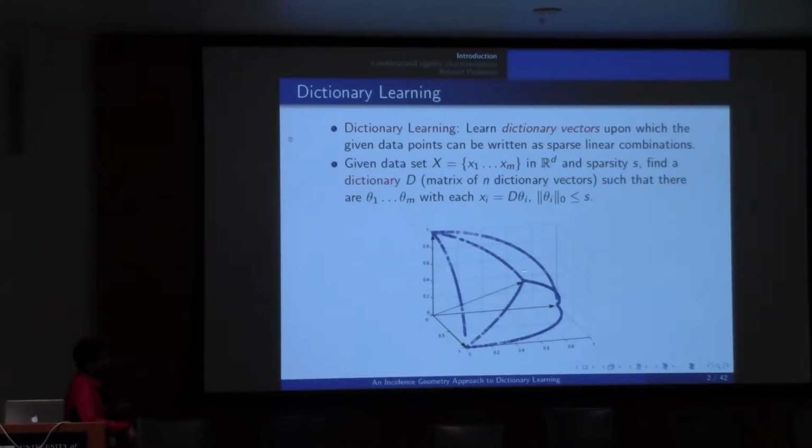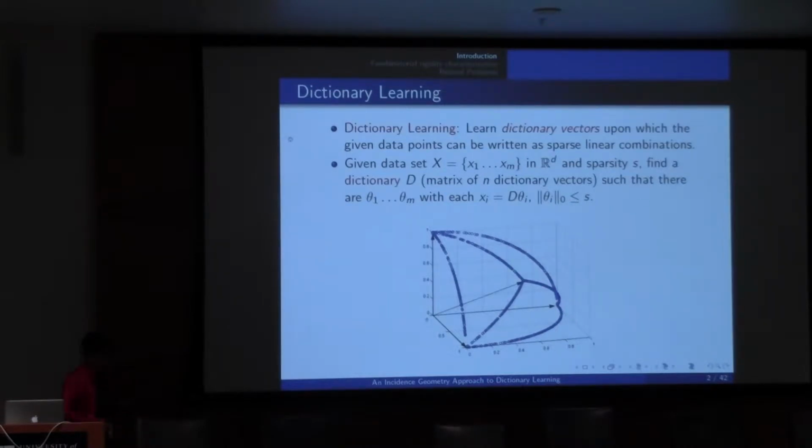And the goal is to make sure that all the data points are expressed using, in this case, exactly 2 basis vectors, a linear combination of exactly 2 basis vectors. So in this case, I've picked, for example, these 4 vectors as my dictionary vectors, and every one of the blue points lies on a plane spanned by some pair of these dictionary vectors.